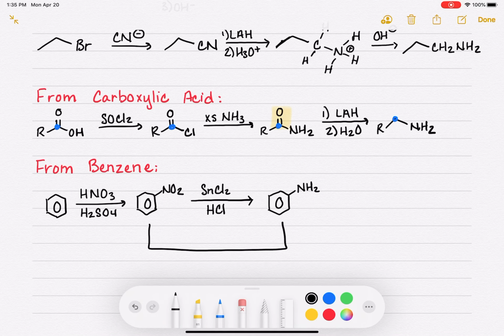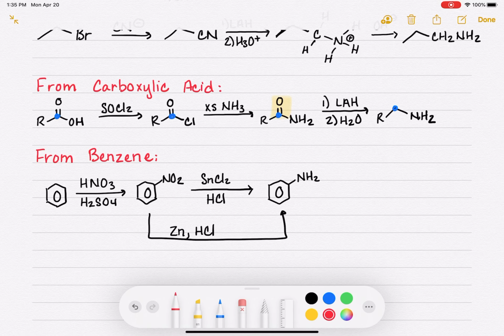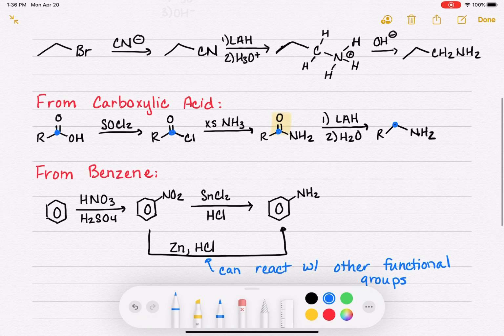Or you can accomplish the same thing with zinc and HCl. Be a little careful if you're using the zinc and HCl. This can react with other functional groups. So depending on what else you might have on the ring, this might be something where you would prefer to do the tin reaction. Zinc and hydrochloric acid are both very easy to work with and very cheap, so that would be the ideal choice if you were actually in the lab.